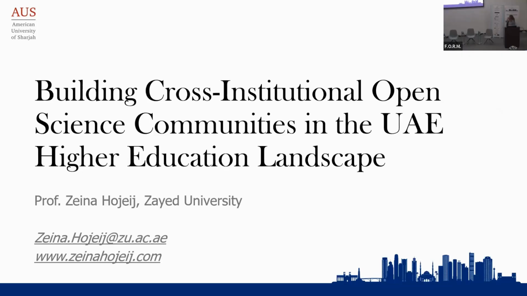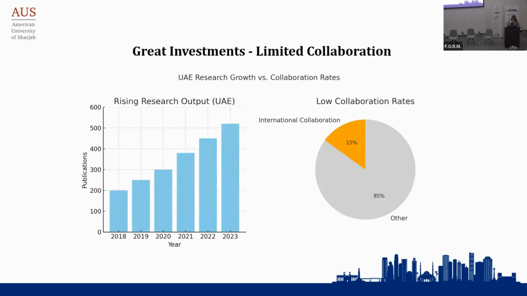Okay. Good afternoon. I'm Zaina, and I work at Zayed University. I've been at Zayed for about 12 years now. My current position is Assistant Dean for Research and Outreach at the College of Interdisciplinary Studies, which is a relatively new college, established at the university just a couple of years ago. Today I'm going to talk a little bit about building cross-institutional open science communities in the UAE in the higher education landscape. I hope you enjoy the talk and find some value in it.